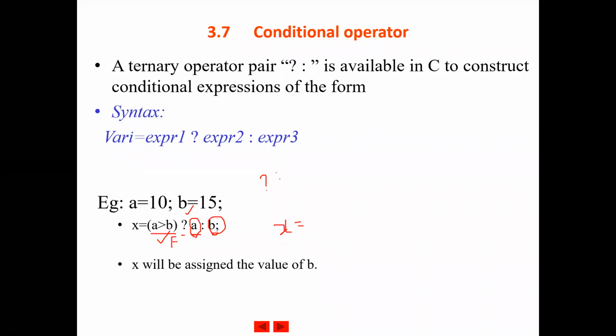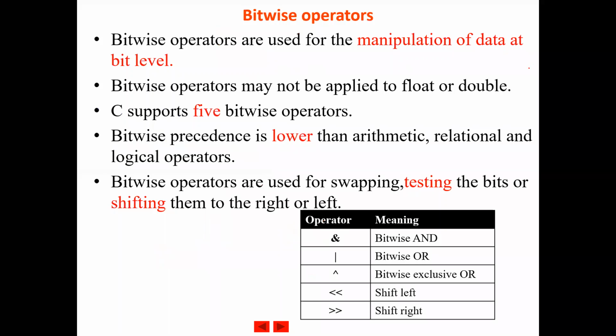If it is false, which part will be evaluated? B will be evaluated. B will be assigned to X. So what will be the value of B? B will be 15. So X will be assigned the value 15. Alright, this is the simplest example for the conditional operator. X will be assigned the value of B, that means X will be 15. So that is a very simple operator that we have studied before also.